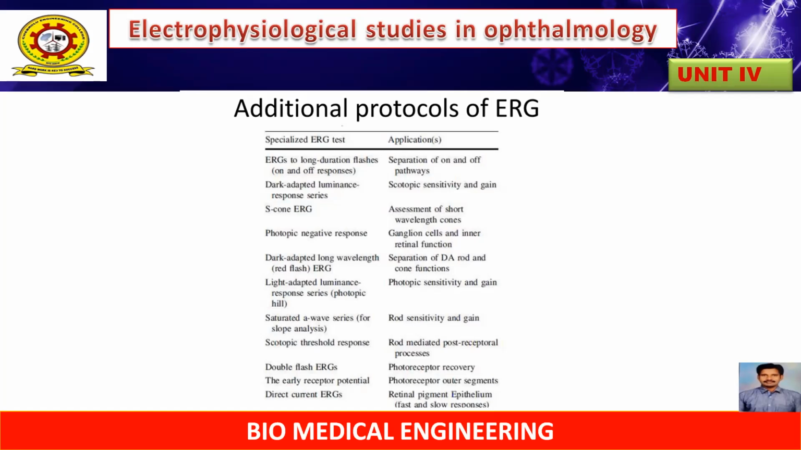Similarly, S-cone ERG. So what is S-cone ERG? Assessment of short wavelength cones. Cones and rods are very primary components in the eye diagram. S-cone ERG is used to assess the short wavelength cone. What is the short wavelength equal to in the eye pattern? So the potentiality of the largest signal that will arise from the cone. So that is simply called here S-cone ERG.